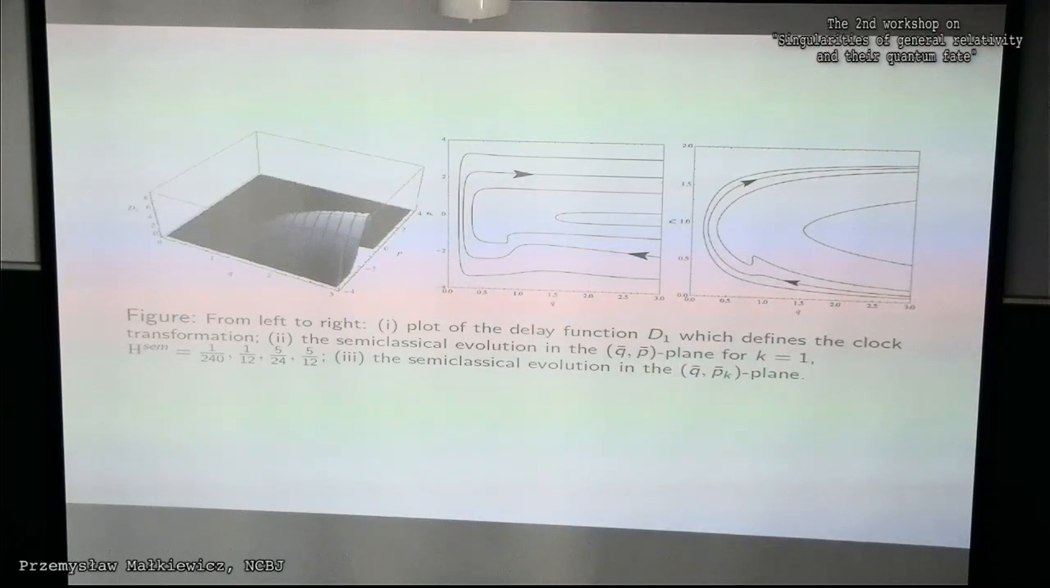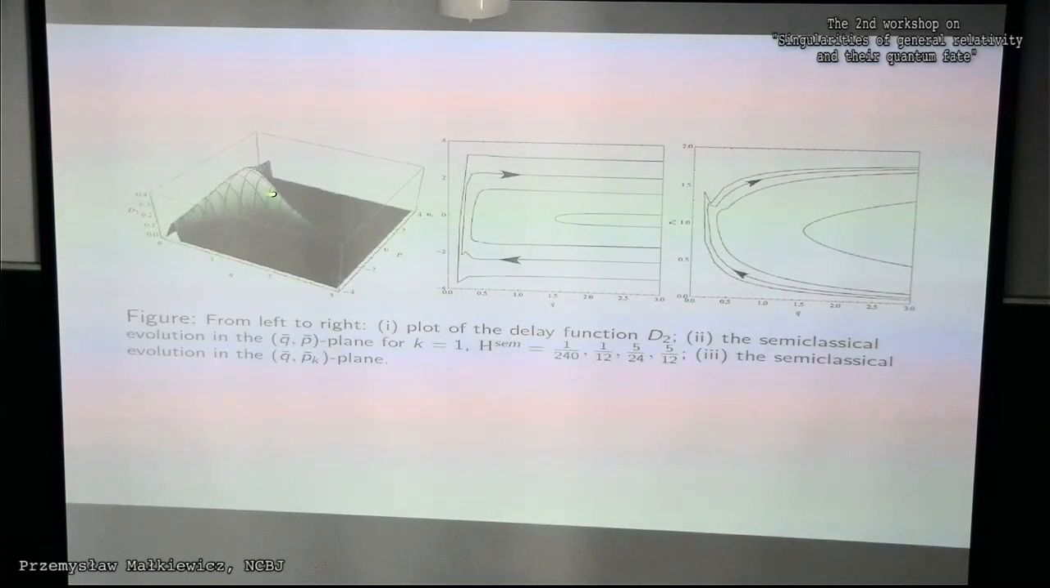I think that, if I remember correctly, the technical issue is that you have to impose something on the delay function at the boundary. If you mess with the boundary, then you can obtain some ill-defined theory. But this is a perfectly well-defined transformation of the clock. Here's another example. So in this region of PQ, you shift your initial internal clock, and you see that there is, of course, some effect on the behavior of the expectation values. And the same happens in the QPK plane.